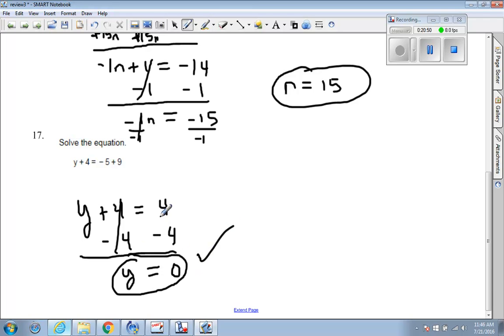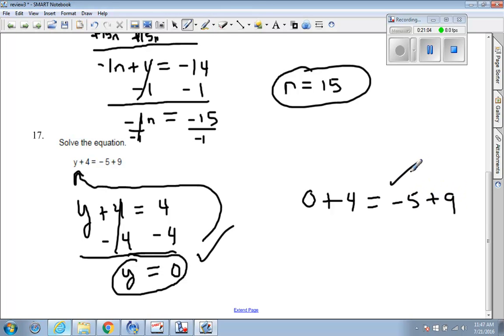Okay? And on top of that, just throw it back into the original. It makes sense. Is it true that 0 plus 4 balances with negative 5 plus 9? Yes, so that's true.